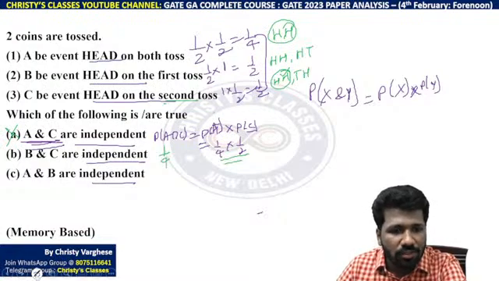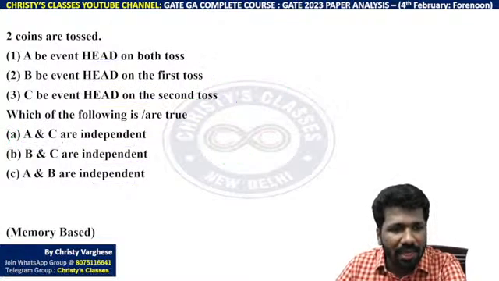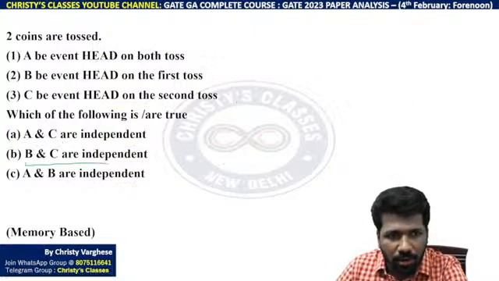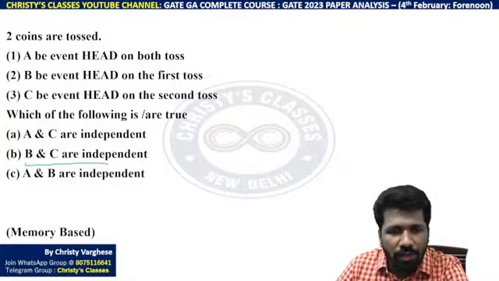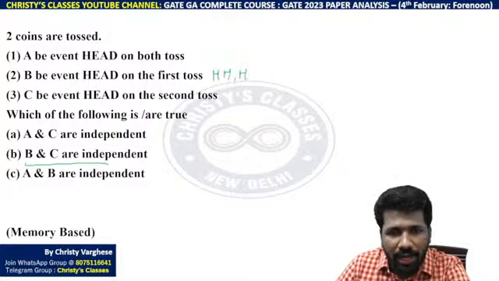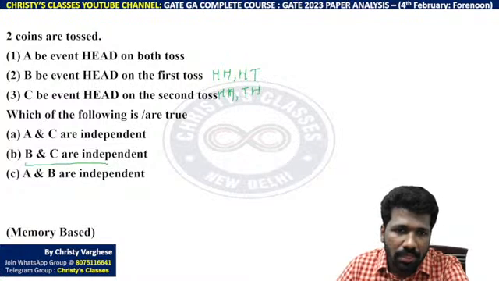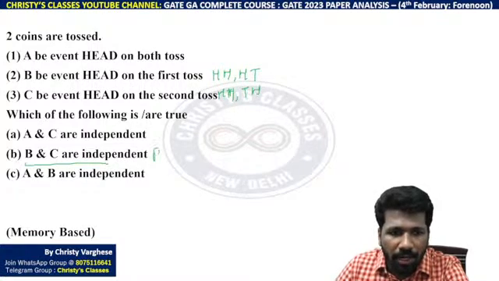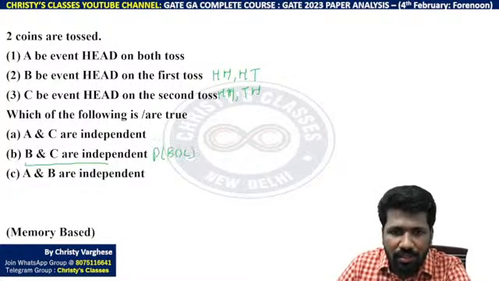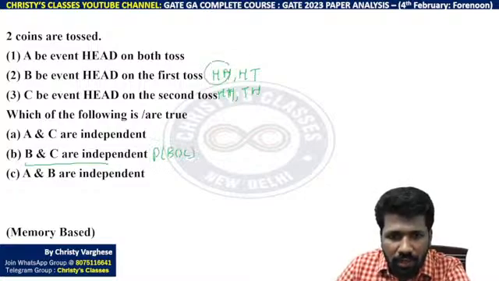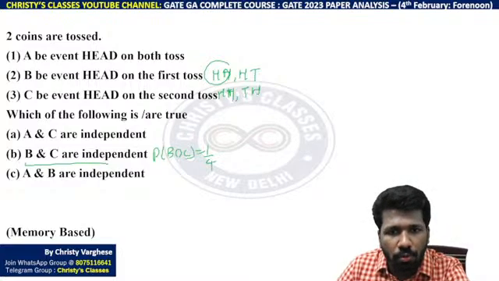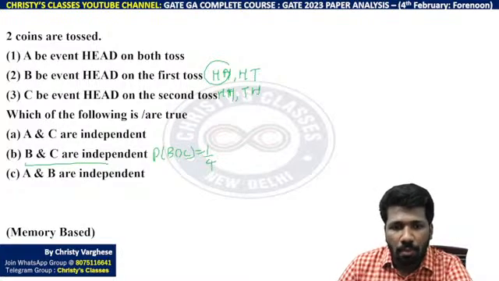Let us see if it is true in the case of B and C, whether it is independent or not. B and C: head on first toss, HH okay है, HT भी okay है. Second toss, HH okay है, TH भी okay है. So probability of B intersection C, which is the only possibility, that is 1 out of 4 chance. Is it equal to probability of B into probability of C? Probability of B is what?